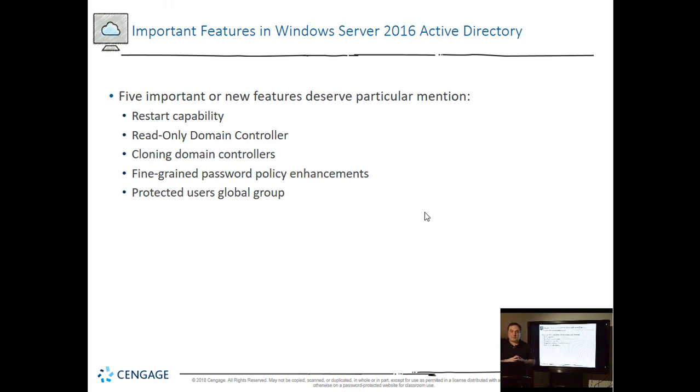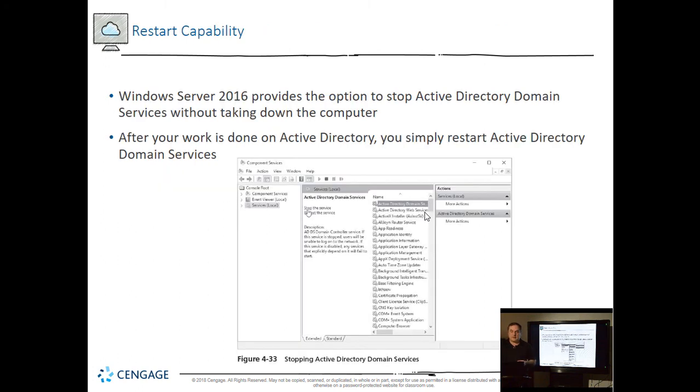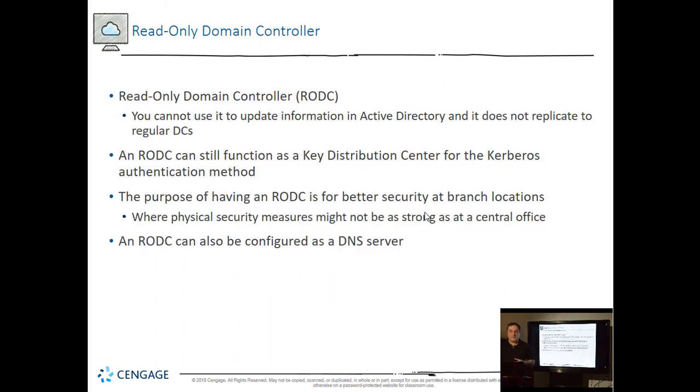So there are five important or new features in 2016: restart capability, read-only domain controller, cloning domain controllers, et cetera. So let's look at the restart capability. Windows Server 2016 provides the option to stop Active Directory Domain Services without taking down the computer. So if you wanted to restart Active Directory Domain Services, you used to have to restart the whole server, and that could be very inconvenient.